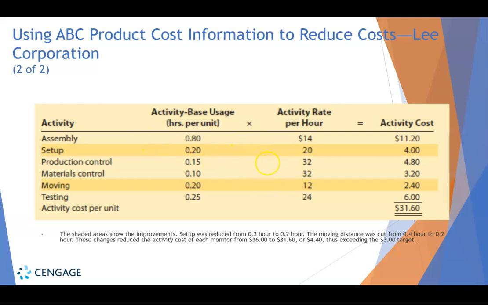In this case, as you see, the improvements are shown with the highlighted areas. The setup was reduced from 0.3 hours to 0.2 hours. The moving distance was cut from 0.4 to 0.2 hours. And those alone helped bring down the $3 target.